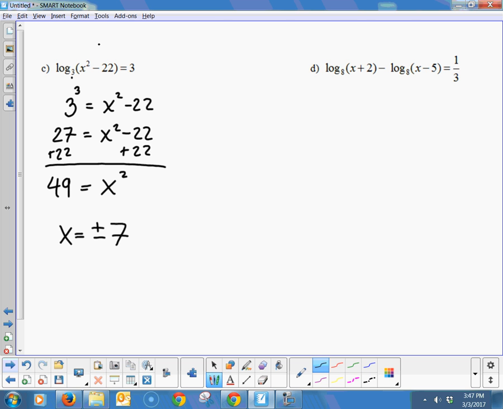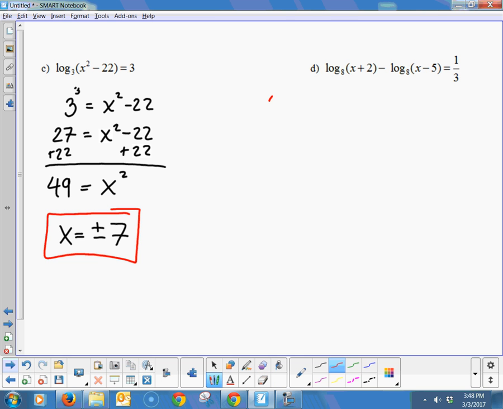Now, let's face it, if we plug negative 7 in for x, is that still a valid answer? It would be, because then we'd square it anyway, and we'd get positive 49 minus 22. So this is going to work out. Either one of these, either the positive or the negative answers work. So both answers.